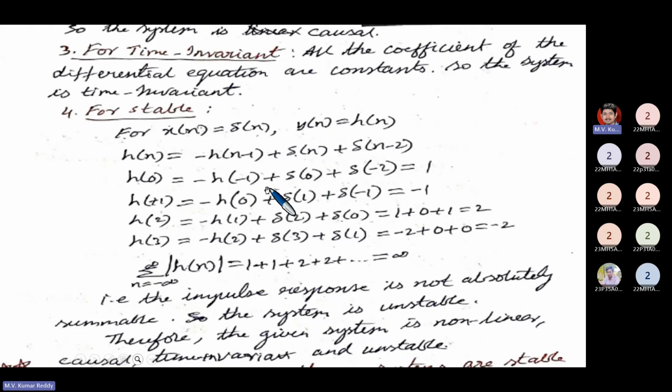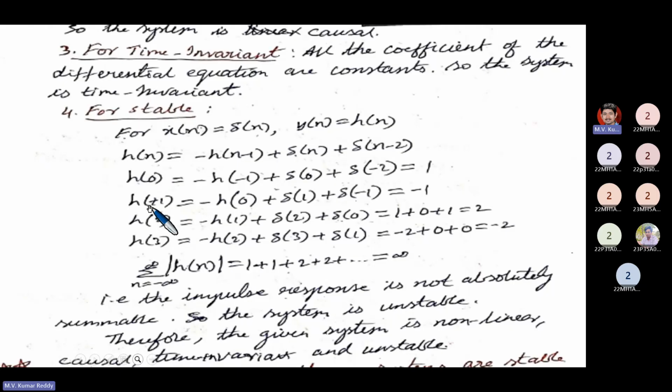Now what is the present value? Observe carefully. Here the present value is n equal to 0. So when n is equal to 0 only, this value is 1. Always the impulse value is 1. So whenever n is equal to 0, which is the present value, the value is 1. This is past value 0, this is past value 0. So here the value is 0 plus minus 1 minus 0 plus 1 plus 0, so 1. Next, put n equal to 1.